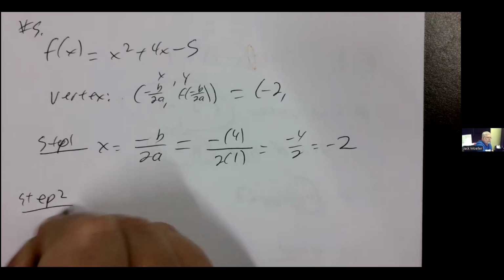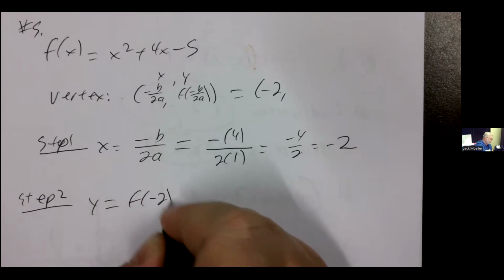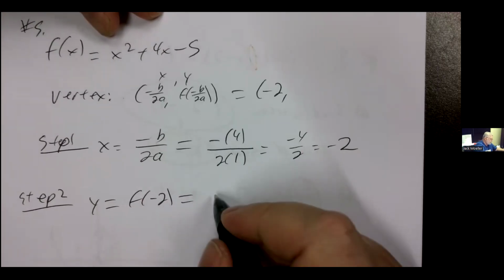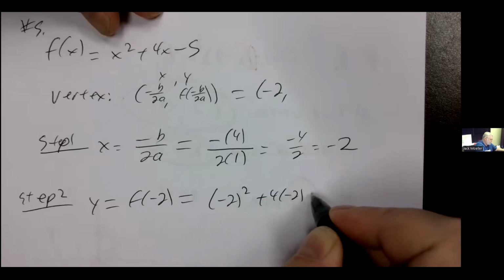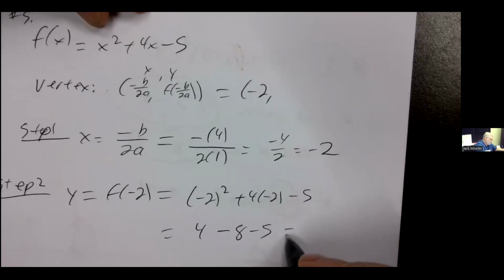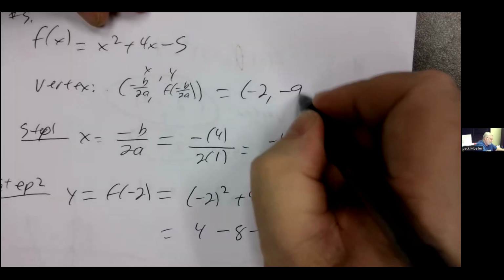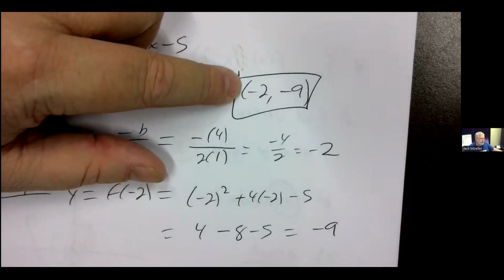And for step 2, now we're going to get the y. So we're going to plug in -2. We're going f of -2. And again, make sure you use parentheses anytime you're plugging in numbers, particularly negatives. So that's -4 minus 5, so that's -9. So there is the vertex, -2, -9. And then it wanted the axis of symmetry. Well, axis of symmetry would be x equals -2.